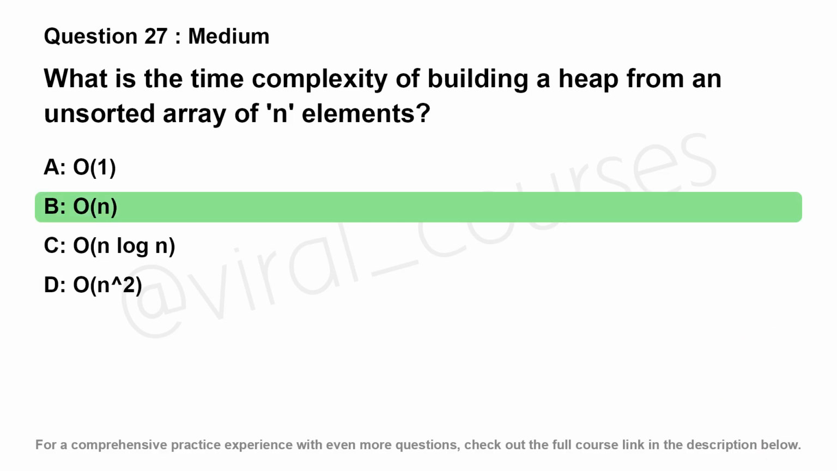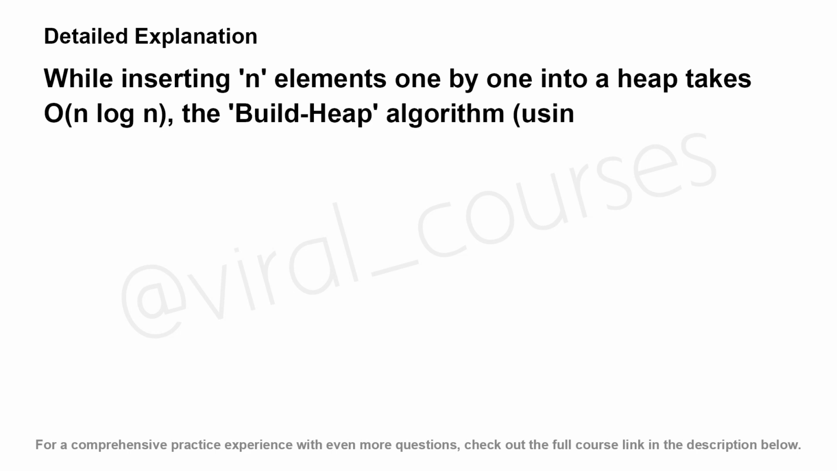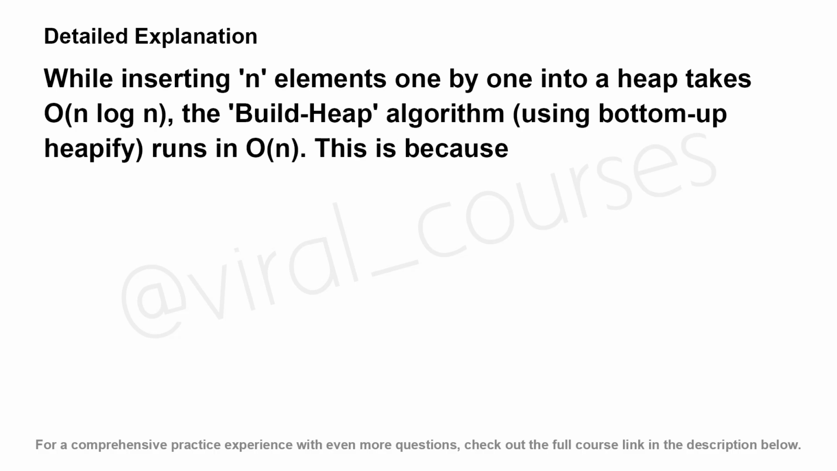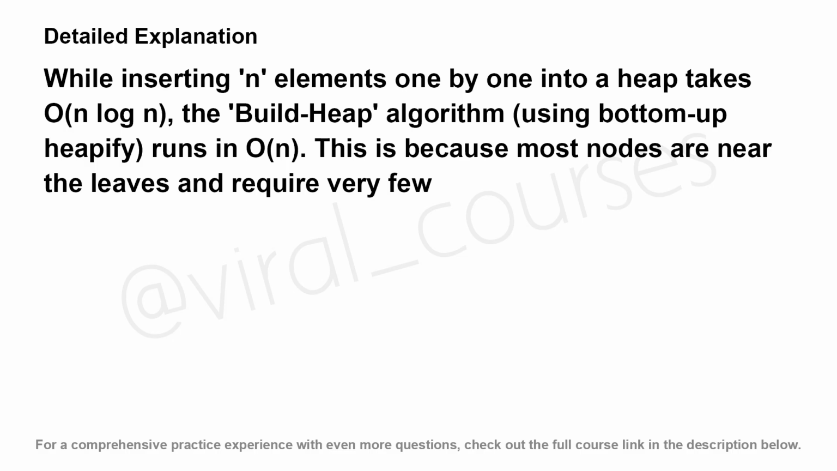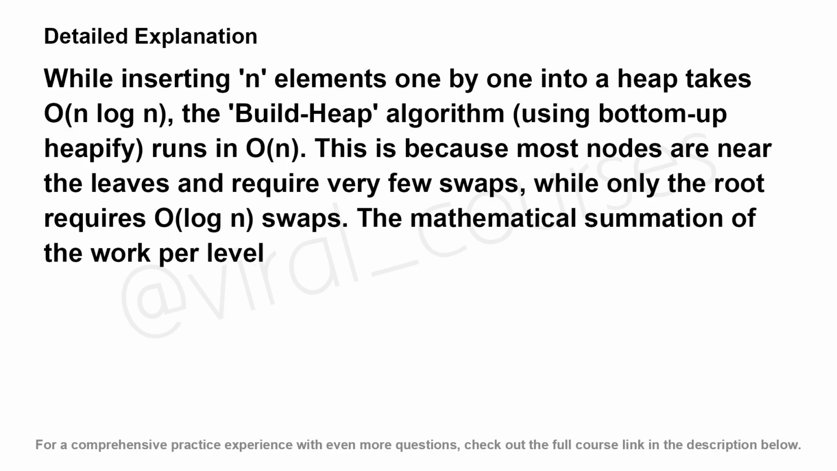The correct answer is B. While inserting n elements one by one into a heap takes O(n log n), the build heap algorithm, using bottom-up heapify, runs in O(n). This is because most nodes are near the leaves and require very few swaps, while only the root requires O(log n) swaps. The mathematical summation of the work per level converges to O(n).